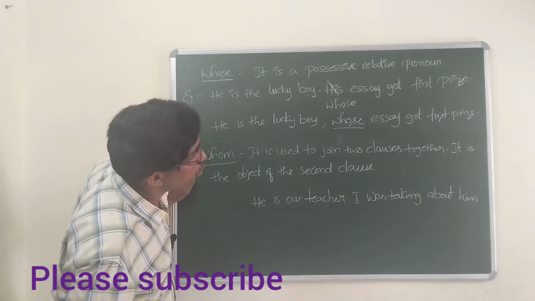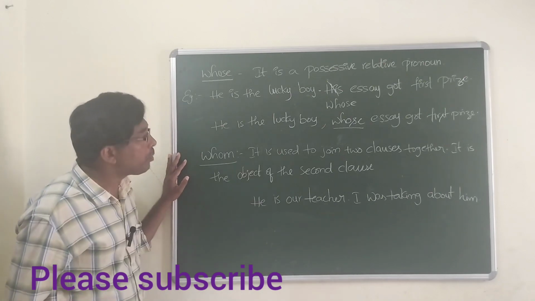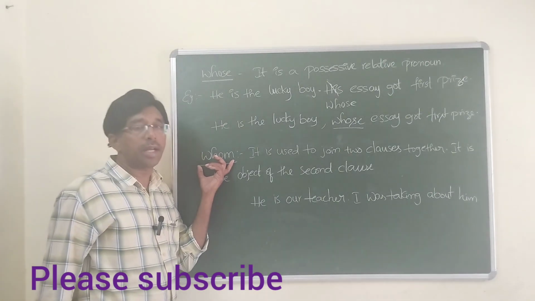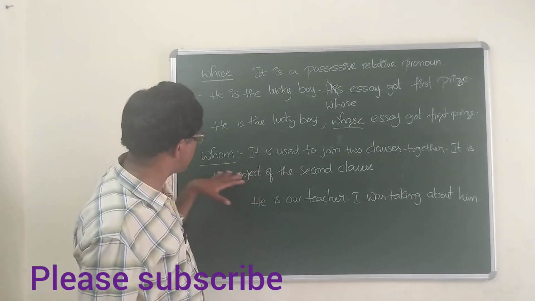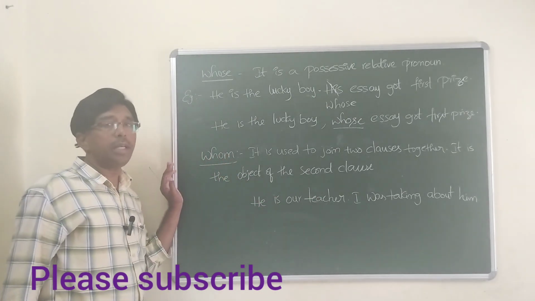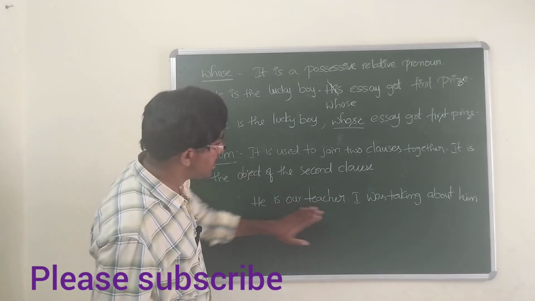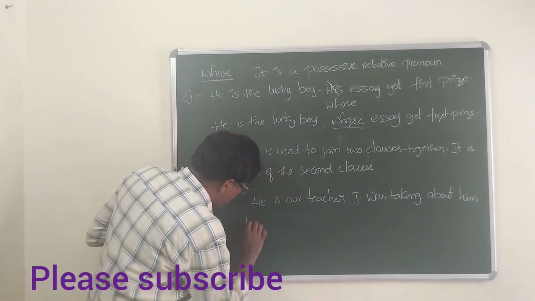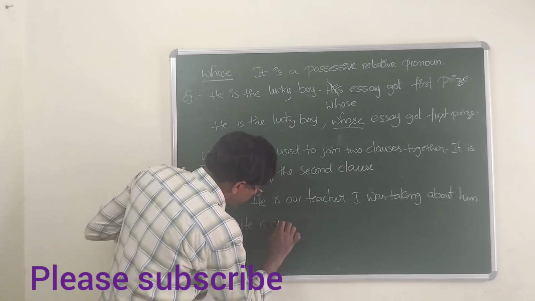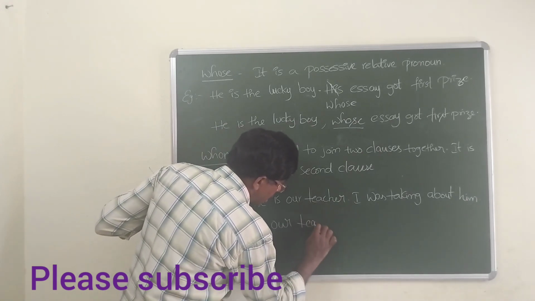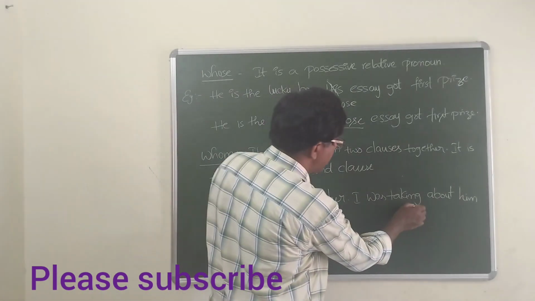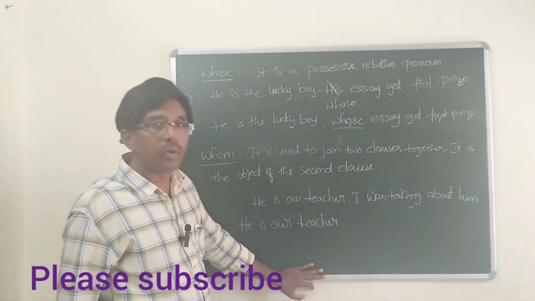Whom is used to join the two clauses together, and it is the object of the second clause. Whom is used to join the two clauses, and whom is the object in the second clause. See the example. He is our teacher. I was talking about him. See here how we are going to join. He is our teacher is the main clause, and what is the subordinate clause? I was talking about whom.